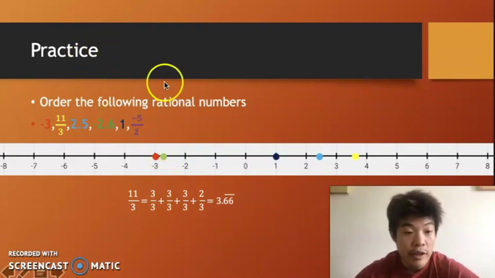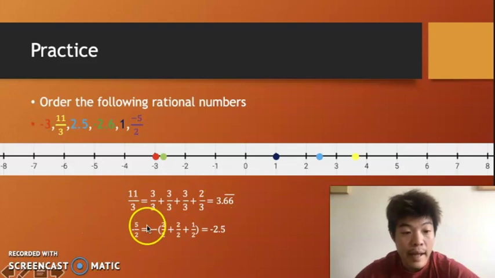And finally, we have to change -5/2 into decimal form. Similar to before, we break it down. 5/2 is the same as 2/2 plus 2/2, which would equal 4/2, plus a half, which would equal 5/2. Now remember, 2/2 plus 2/2 is 2, plus a half is 2.5. But we have to remember that it's negative, so it's -2.5, which we can place on the number line here.